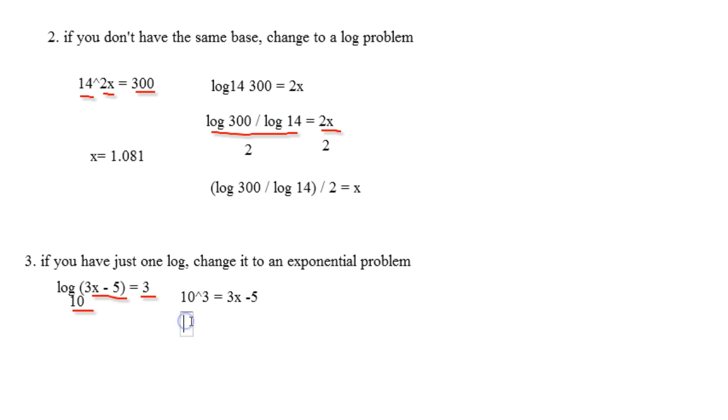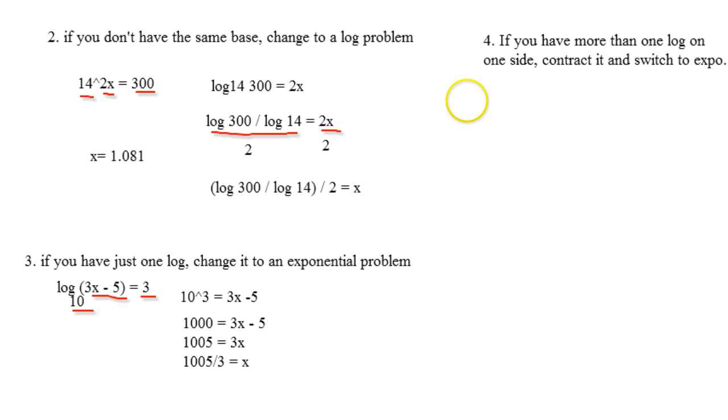Okay, now what does this become? This becomes 1,000 equals 3x minus 5. Obviously this becomes 1,005, which equals 3x, and then you divide by 3. So 1,005 divided by 3 is equal to x. You're going to get some funky looking numbers is what I'm saying with this stuff.